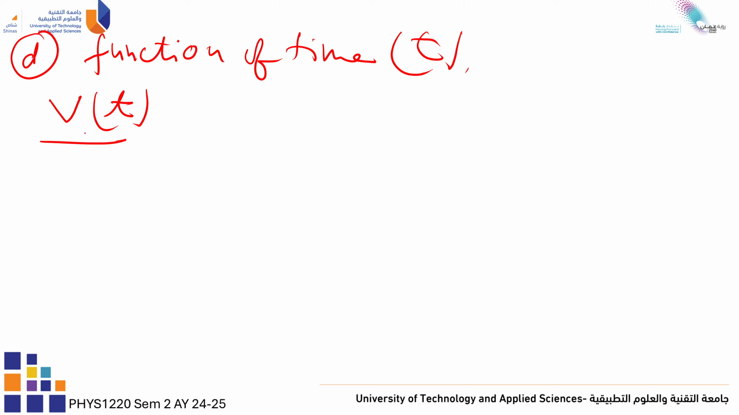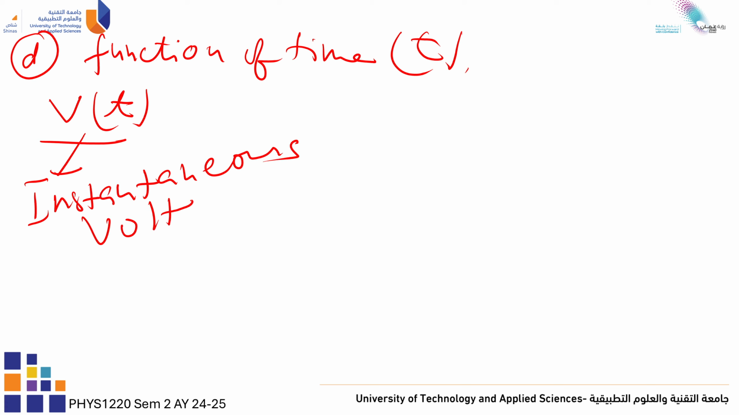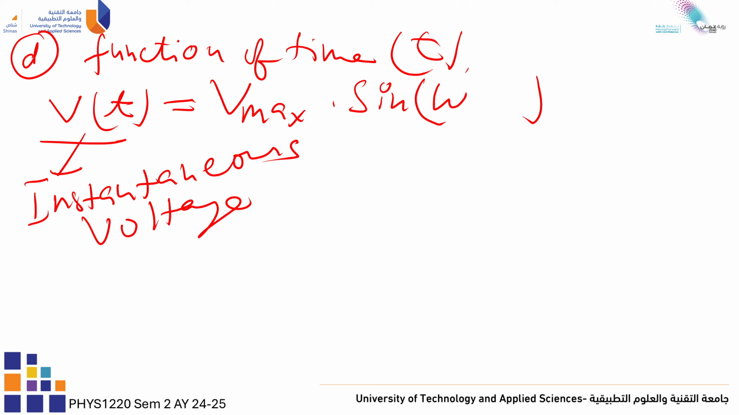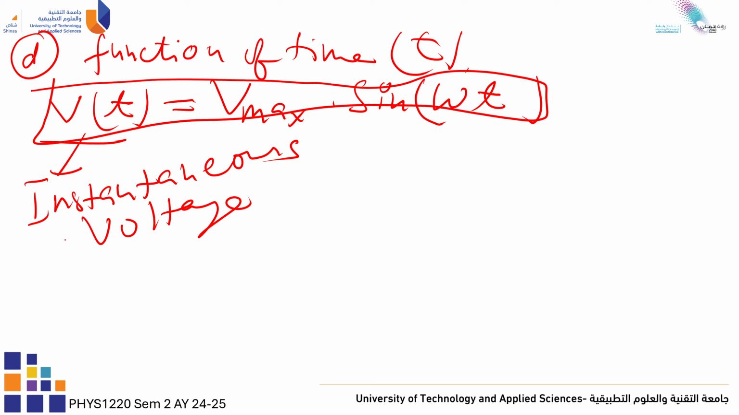And this kind of voltage is an instantaneous voltage. What is the name of this voltage? This is an instantaneous voltage, and I need to write the formula here. The formula for this is V maximum multiplied by sine of 2 pi f t, or you can write omega t. So this is the formula for the voltage as a function of time, or the instantaneous voltage.